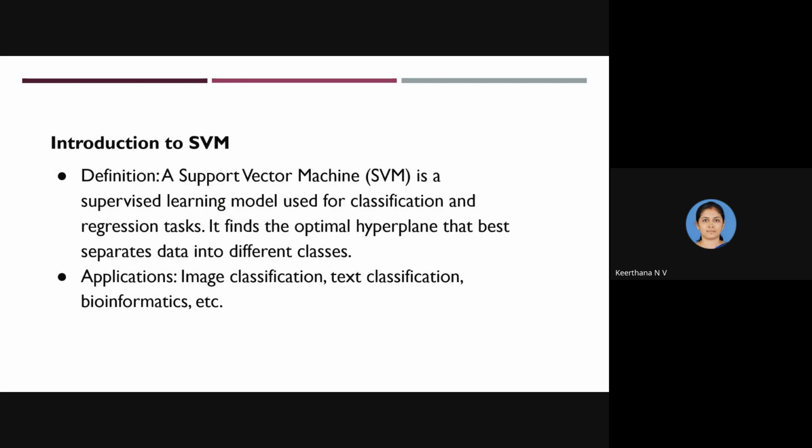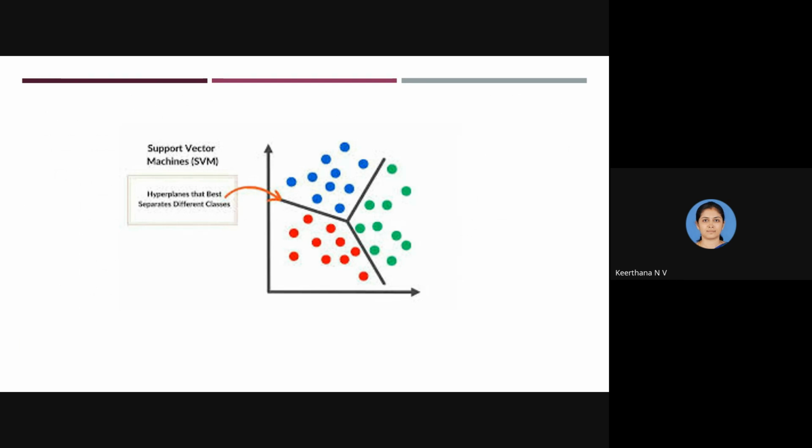As I said, it is used for classification and regression tasks, and it finds the optimal hyperplane that best separates the data into different classes. So if you are going for image classification, text classification, or bioinformatics, you can go for an SVM classifier. So this is an example of an SVM classifier.